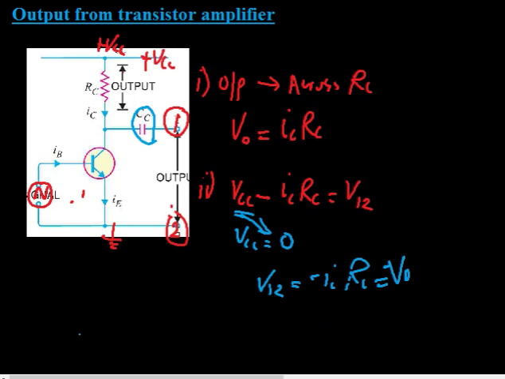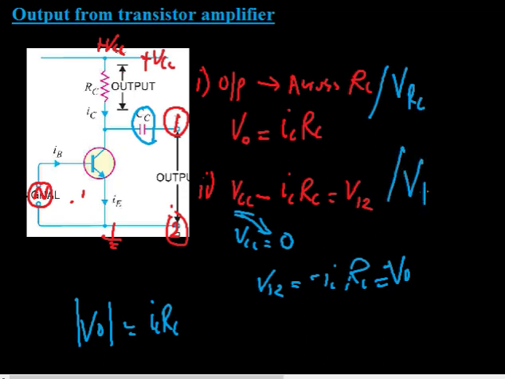In both cases the magnitude of the output voltage is the same, whether we take the voltage across RC or the voltage across the terminals 1 and 2. So in both ways you will get the same magnitude, ICRC. The difference is that when we take the voltage across 1 and 2, it will be negative. It represents the phase reversal only. So for multi-stage transistor amplifiers, we take the output voltage across the terminals 1 and 2.